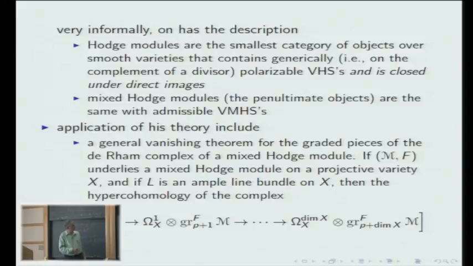Very informally, Hodge modules, this is the way I think about it, are the smallest category of objects over smooth varieties that contains, generically on the complement of a divisor, a polarizable variation of Hodge structure. Mixed Hodge modules are the same with admissible variations of mixed Hodge structure.